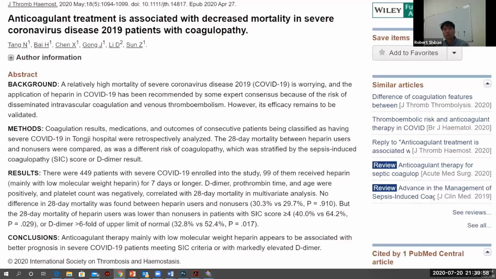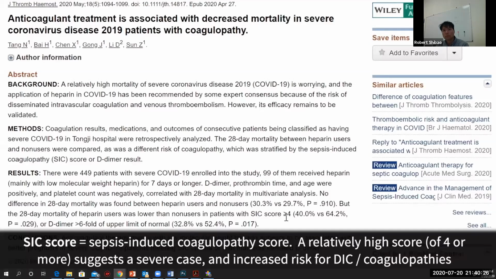Well, enter this paper that was just published last month on April 27th. This article is titled, Anticoagulant Treatment is Associated with Decreased Mortality in Severe Coronavirus Disease 2019 Patients with Coagulopathy. And what they found was that in all comers, they didn't notice any difference in 28-day mortality in multivariate analysis. However, when they compared those patients that were sicker, they had SIC scores greater than 4, and they also had D-dimers greater than 6-fold of the upper limit of normal.